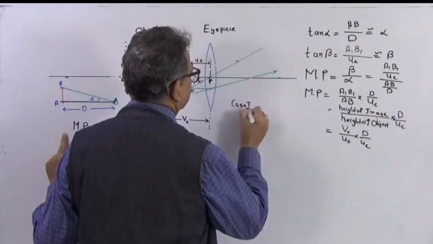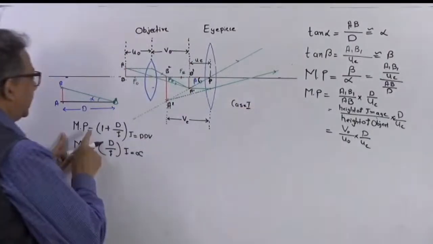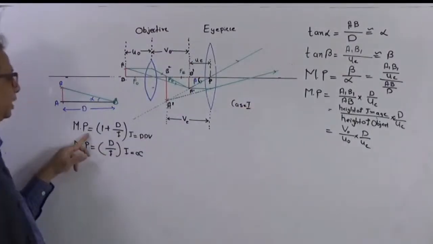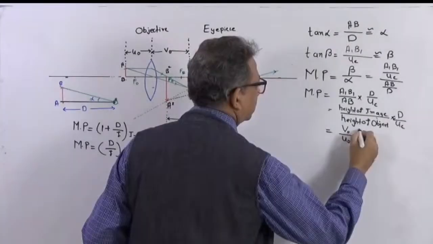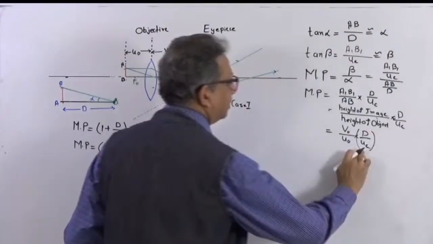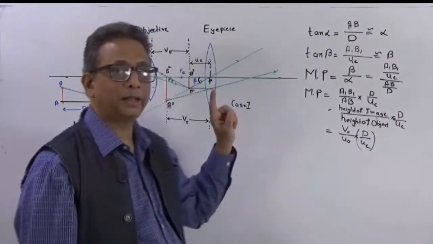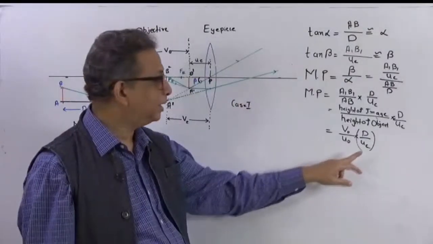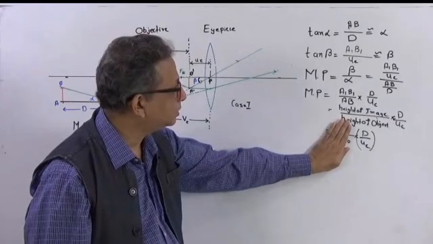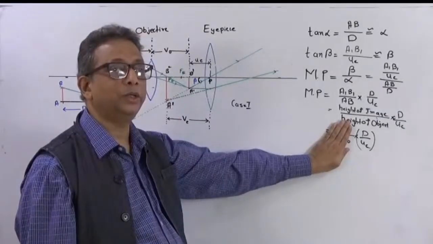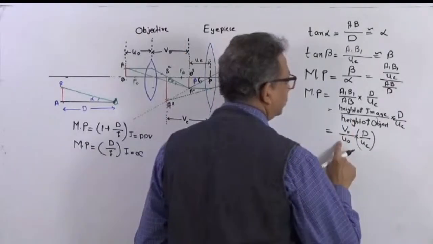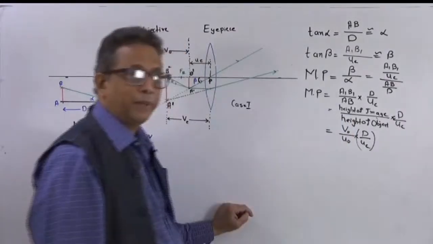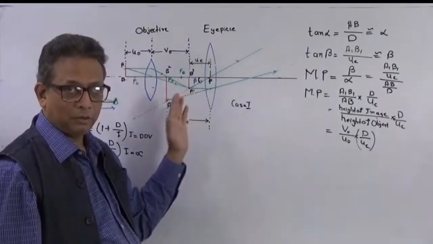So in case number 1, if it is at infinity, look here, D upon UE is what? The magnifying power of a simple microscope. Go back to your last session and see D upon U0. We had just derived this, that D upon UE was the magnifying power of a simple microscope. So the total magnifying power, and V0 upon U0 is what? The magnification of a convex lens.